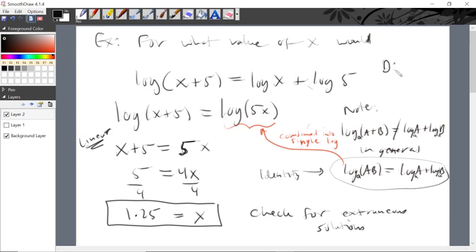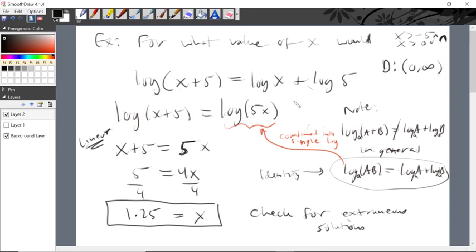All right, the domain. The domain for this equation right here, we have to have that the expression on the left has the same domain as the expression on the right. Their domains need to overlap each other. Well, the domain for the expression on the left is that x is going to be greater than -5 because x plus 5 has to be greater than 0. On the right, the domain would have to be that x is greater than 0, and the intersection of the two then would be that x has to be greater than 0. So the domain is from 0 to infinity.